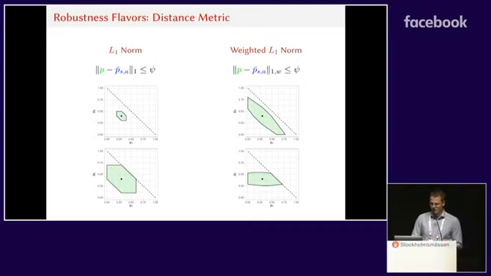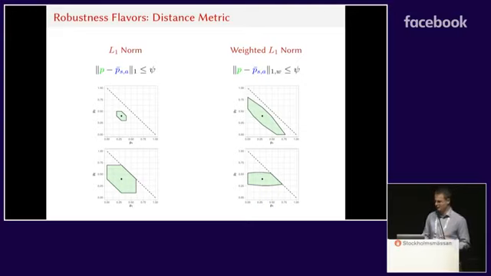Another way of looking at the different robust MDPs is to look at the shape of the ambiguity set. In reinforcement learning, the most common way of using robust MDPs is to simply look at the L1 norm of the difference between the nominal point, P bar, and the nature's choice. Now, this is an attractive approach because it's very simple.